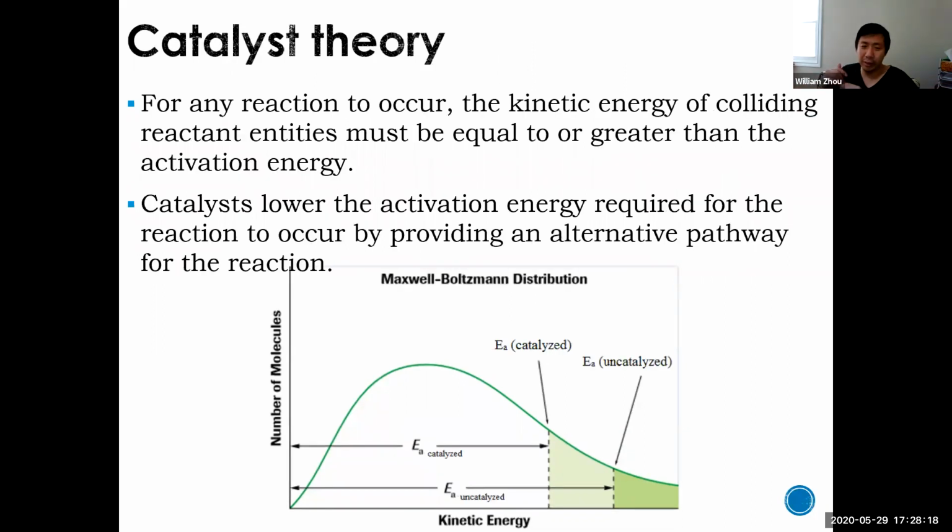All right, so here's another one. Why does a catalyst increase the rate of reaction? So a catalyst will reduce the activation energy required for a reaction to happen by providing an alternative pathway. All right, you understand what that means? In order for a reaction to happen, you must have sufficient kinetic energy to collide them together with enough force. That energy has to be greater than or equal to the activation energy. Then you can have a reaction.